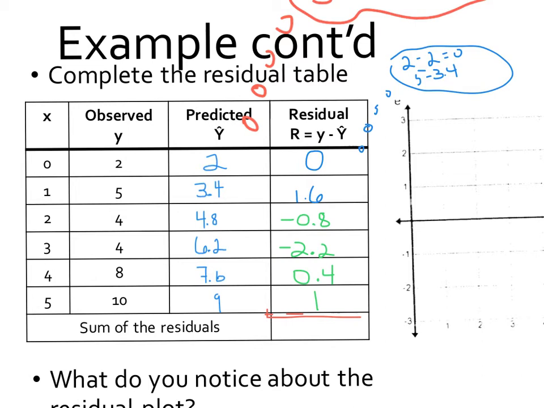So hopefully you find this is 0. And now all we're going to do is graph. Remember, you're going to use your original x values with the residual values. So for example, I'm going to graph (0, 0). Oh, no, that's not 0. Yes, it is. (0, 0). Next point is (1, 1.6).